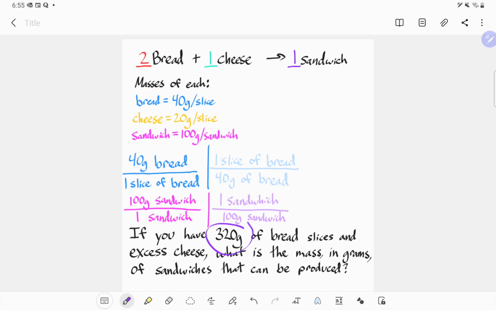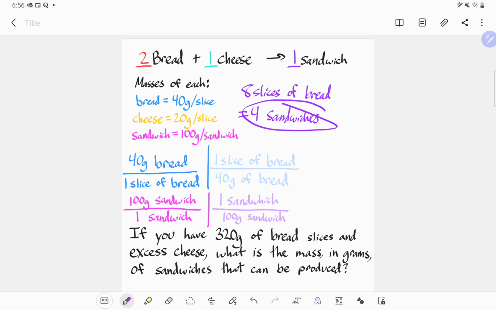But some of you, I bet you might have seen we have 320 grams of bread, and you might say, well, 320 grams is going to equate to 8 slices of bread. And then you might say, well, 8 slices of bread, if we need 2 slices of bread per sandwich, that means we're going to produce 4 sandwiches.